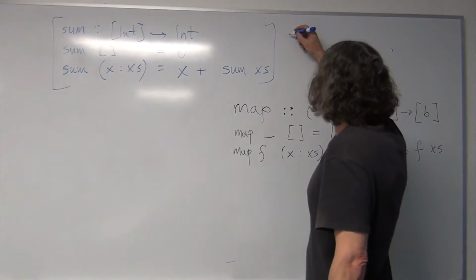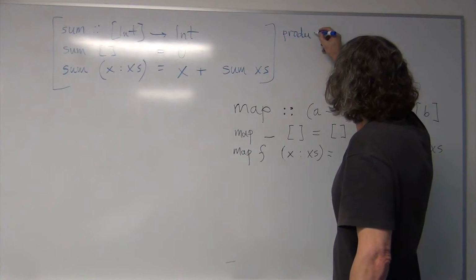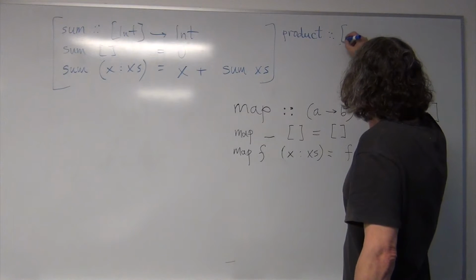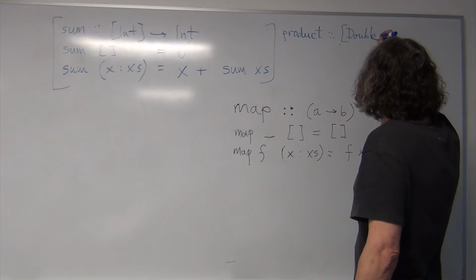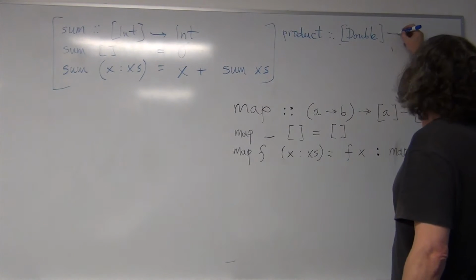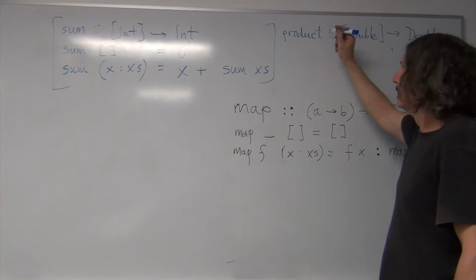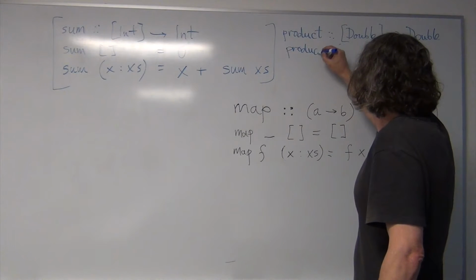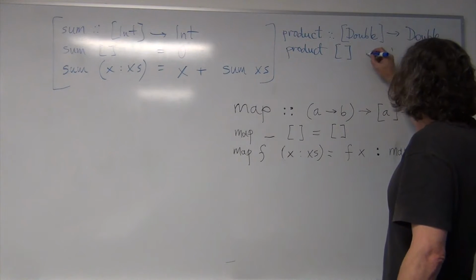So this is sum. Now let's do one more, product. I mean, this is getting boring, doesn't it? Okay. All right. Let's say double. Double for a change. It takes a list of doubles and it returns a double. Okay. So, it's really, really boring. Oh man, I'm just like falling asleep doing this.